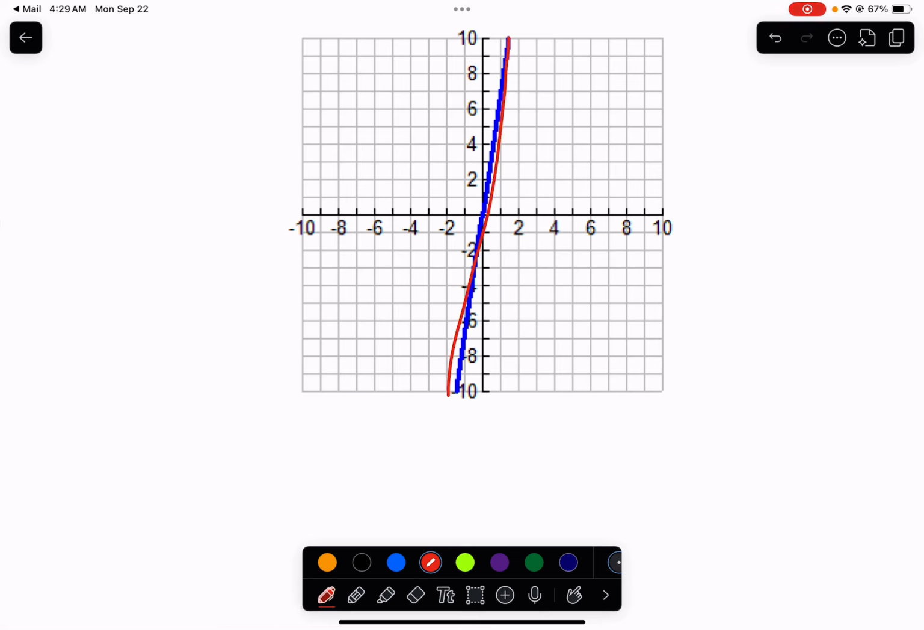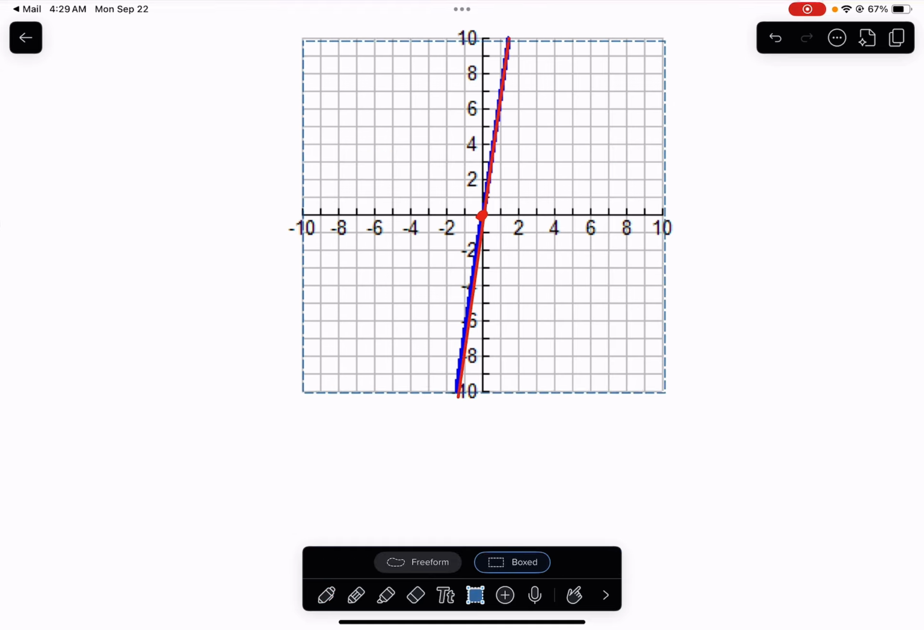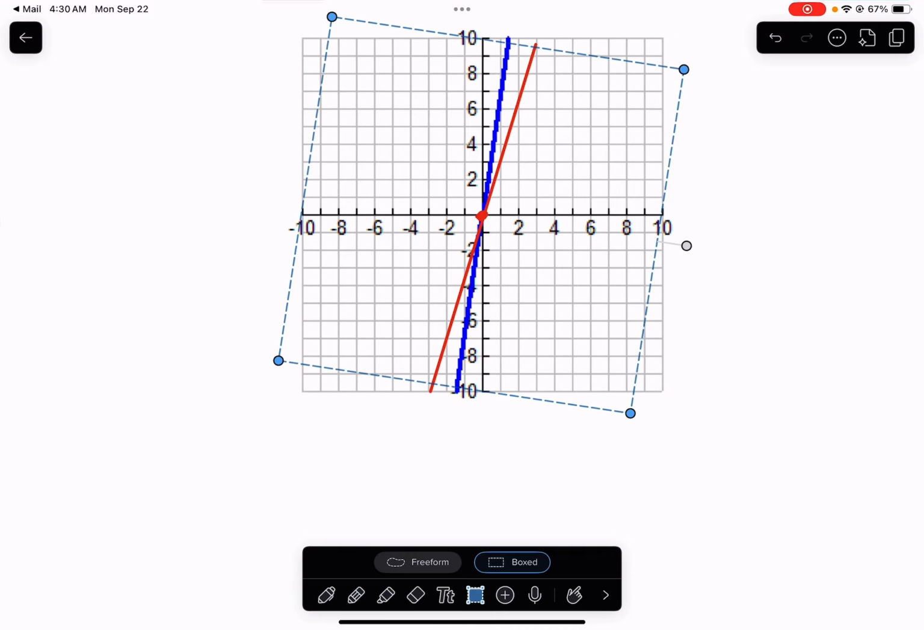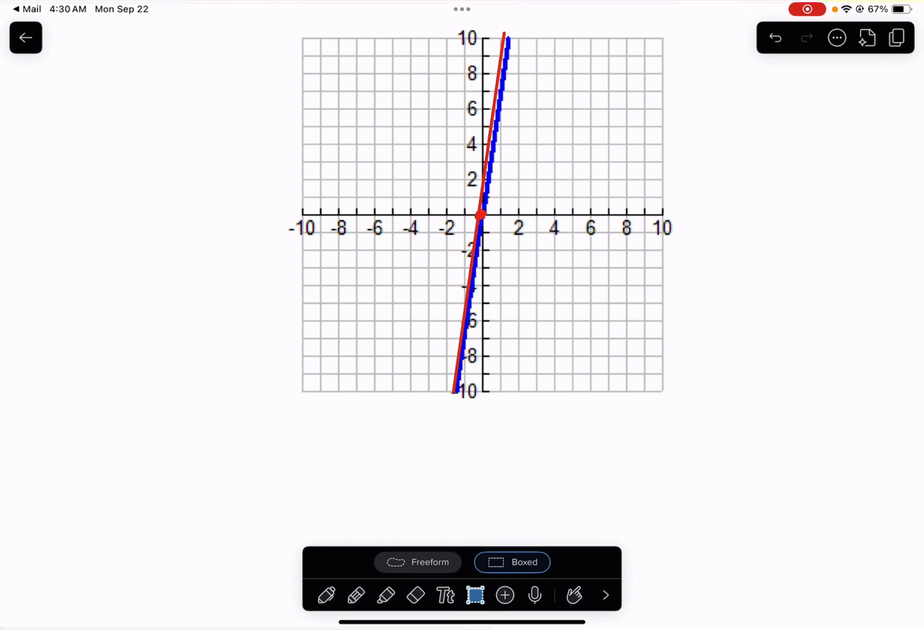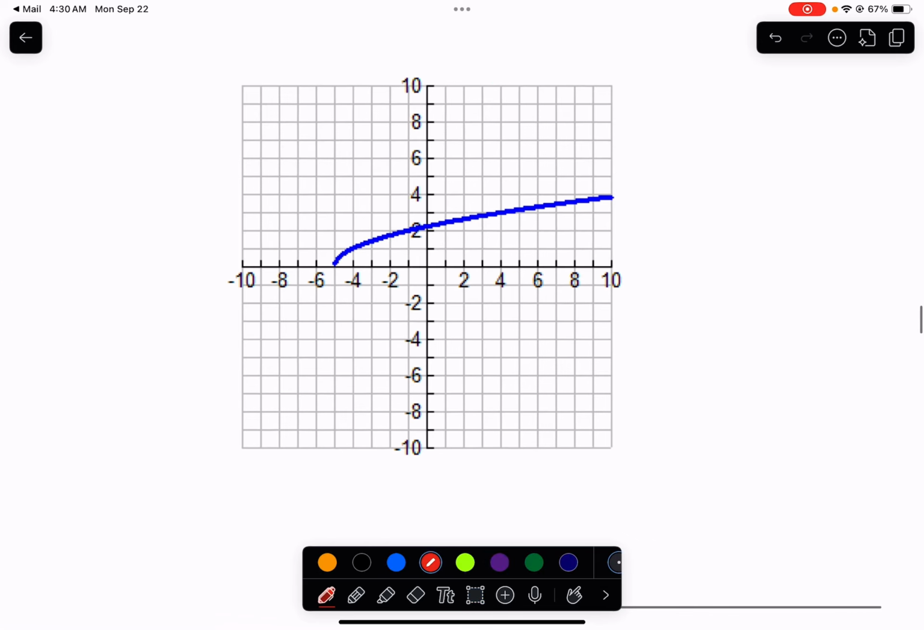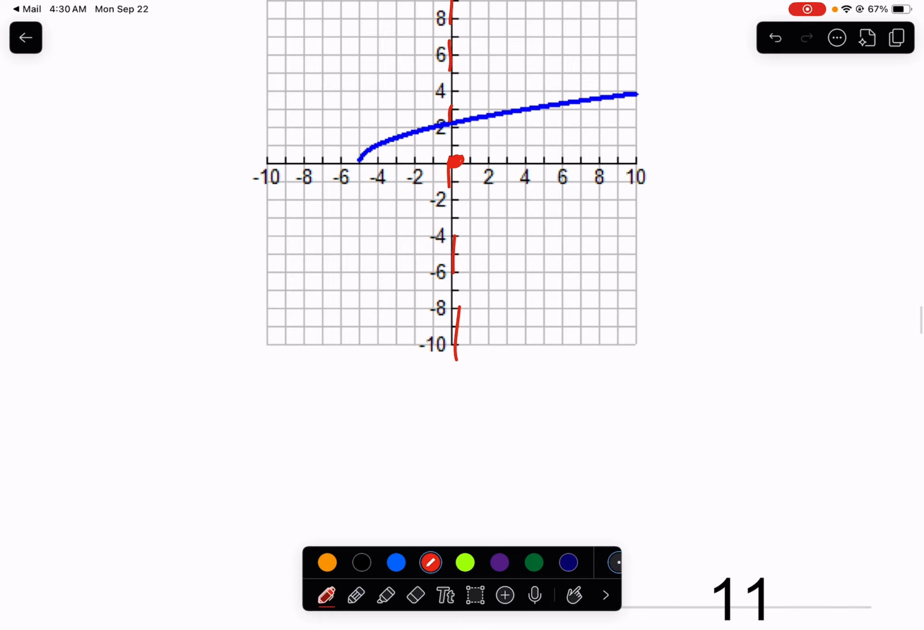Here, this one, again, notice it goes through the origin. We'll check to see if it has that symmetry. And it does, in fact, have that symmetry. All right, so this guy is going to be an odd function. This one, it's not symmetric about the y-axis, and it doesn't go through the origin, so we know right away it's not an odd function. So this is also neither.